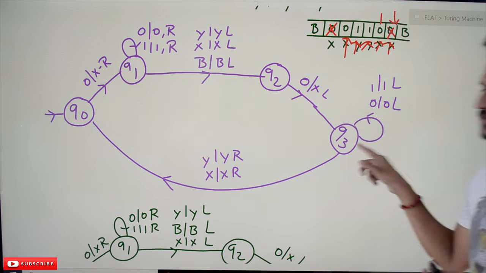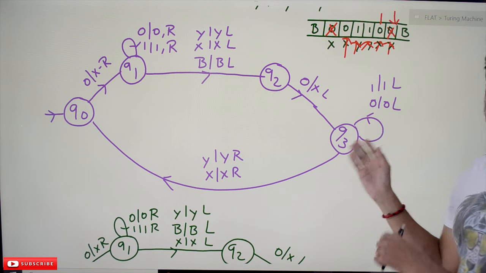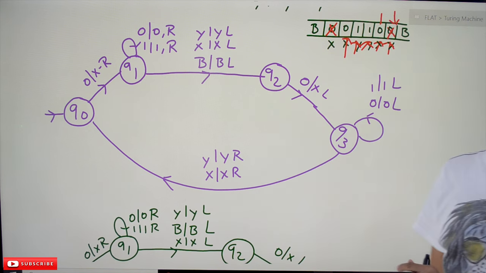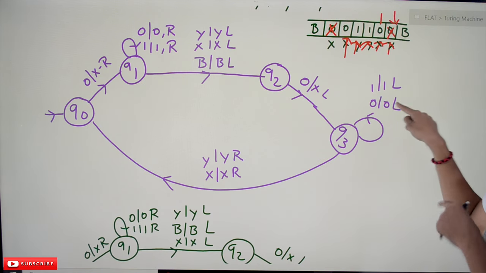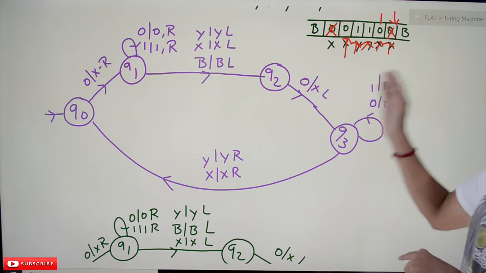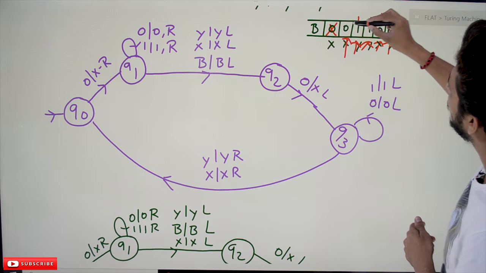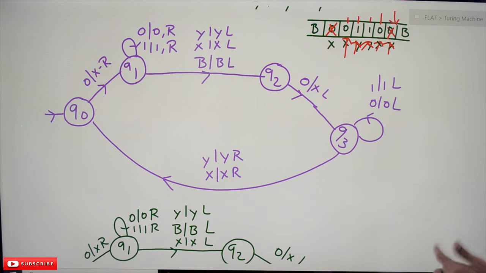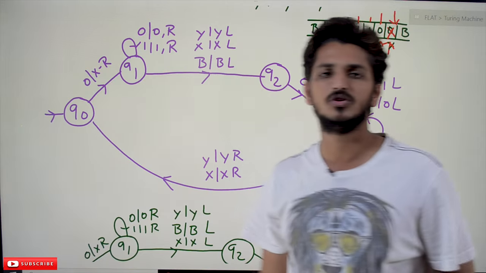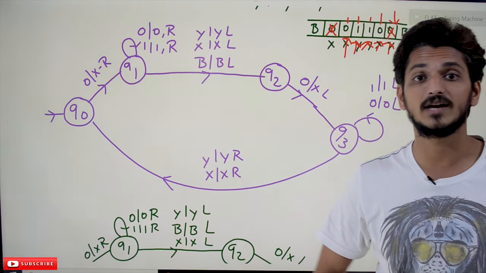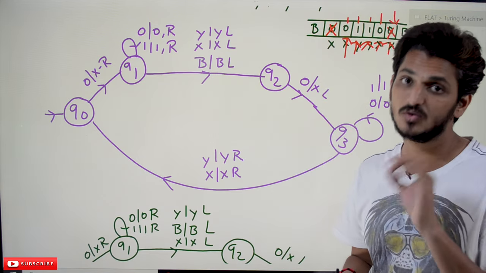So Q1 state, Q3 state, why are we using those? Q1 state is used for moving towards the right side. Q3 state is used for moving towards the left side. That's why if you find 1, keep it as 1, move left. 0, keep it as 0, move left. Means we keep on moving back, until whenever you find X, and then come back to Q naught. Repeat the process. This is how we have to construct.